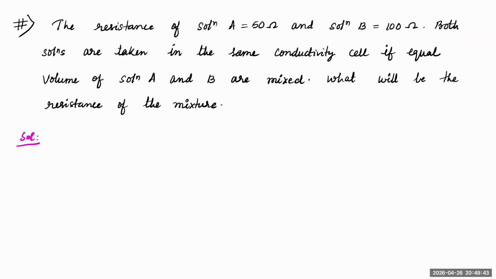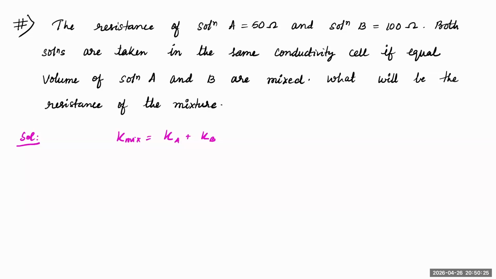See this case. So basically, if you have resistance 50 and 100, but you are taking them in the same molar, same conductivity cell. Now, what would happen is, since you are taking the same solution, both of equal volume, K of the mixture should have been equal to K of A plus K of B, isn't it? This is what it should have been, okay?